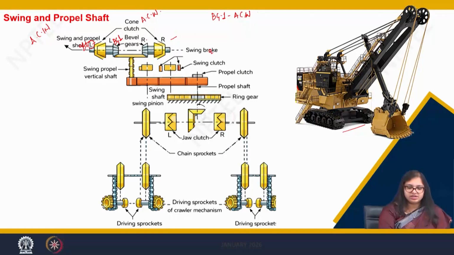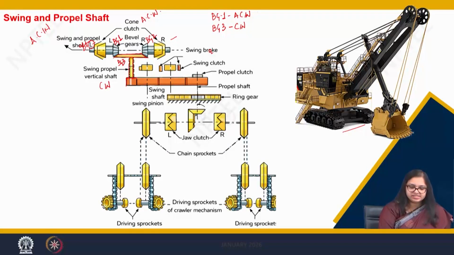So, let us name this as BG2 and this is BG3. This is also a part of the bevel gear. I hope you remember what the bevel gear is from the toothed gear lecture. Since my BG1 is rotating in anti-clockwise direction, my BG3 will rotate in clockwise direction. So, my swing and propel shaft will also rotate in clockwise direction.